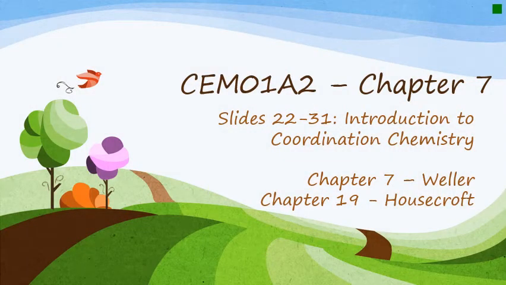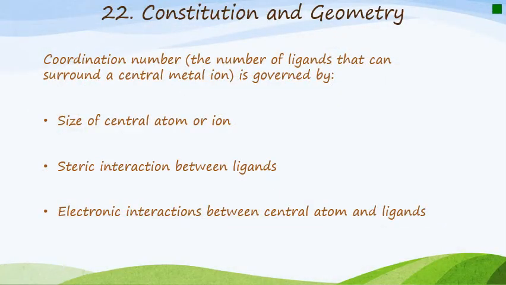Right, this is the third part of Unit 7, where we are going to look at constitution and geometry. Basically, constitution means just what the coordination complex is made up of, so how the ligands are arranged around the central metal atom. We generally refer to that as coordination number, and obviously then what geometry it's going to produce.